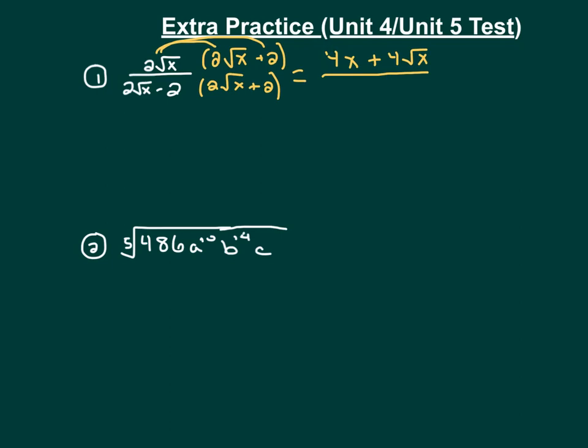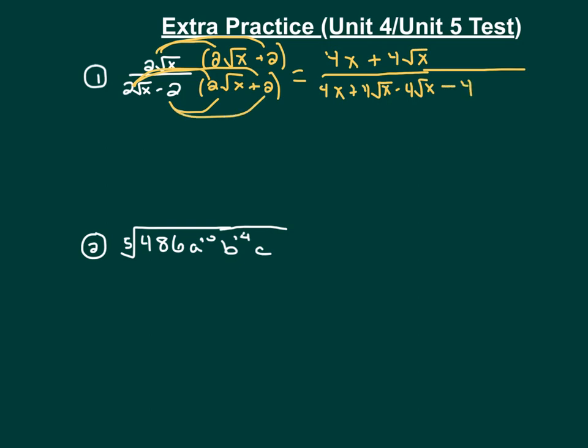So again, 2 radical x times 2 radical x. Well, 2 times 2 is 4, and radical x times radical x is x. 2 radical x times 2 is 4 radical x. Negative 2 times 2 radical x is negative 4 radical x. And negative 2 times negative 2 is negative 4.